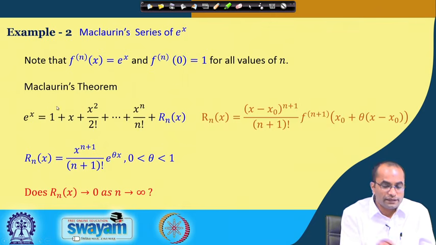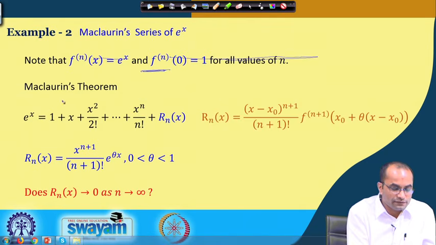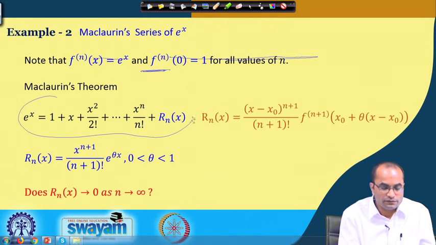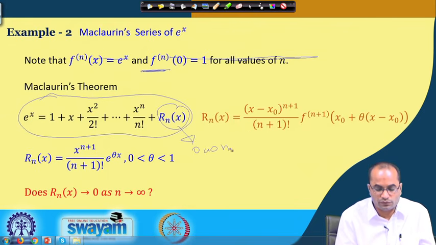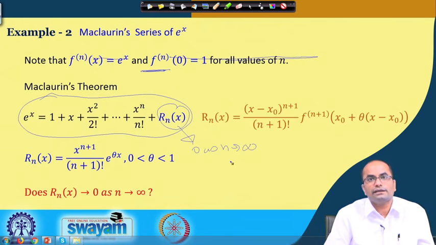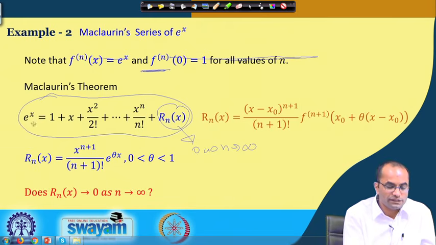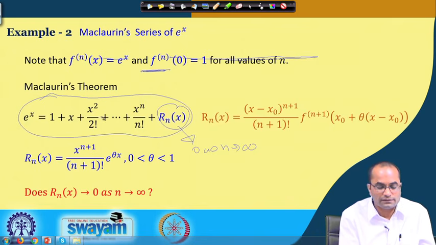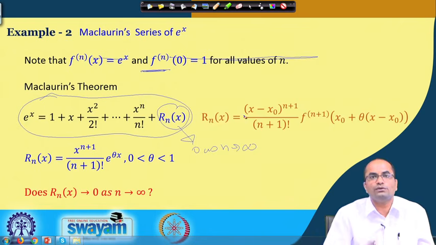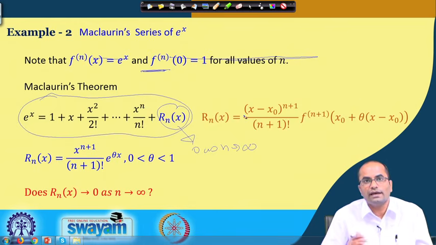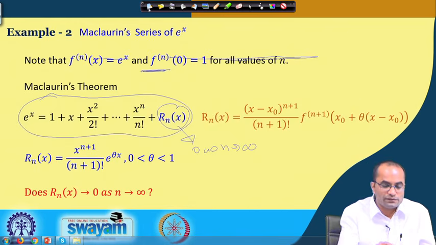So, here again we note that this is the Maclaurin's theorem. If this term goes to 0 as n goes to infinity, in this case we can write down this exponential function as a series. So we can remove this R_n(x) and then continue with the further terms as a series. So, let us just check.